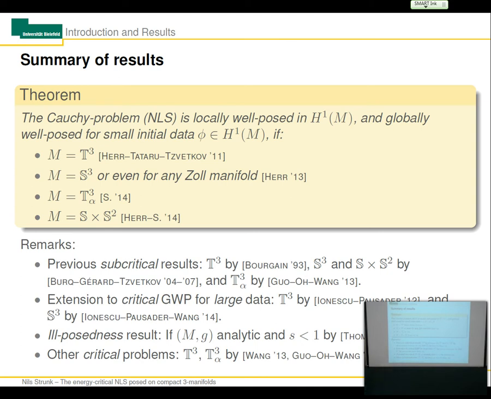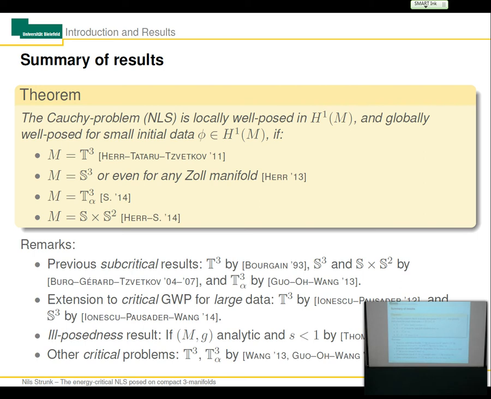And these results up here have been extended to global well-posedness in the critical case, even for large data, by Benoit Pausader and Alex Ionescu on the 3-dimensional torus in 2012, and on the 3-dimensional sphere by Ionescu, Pausader, and Wang this year.